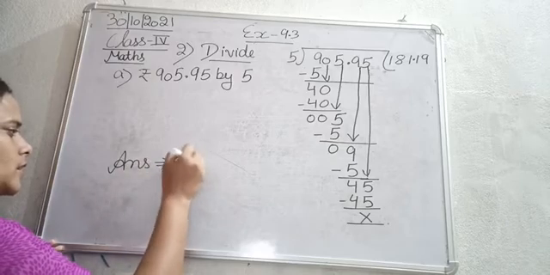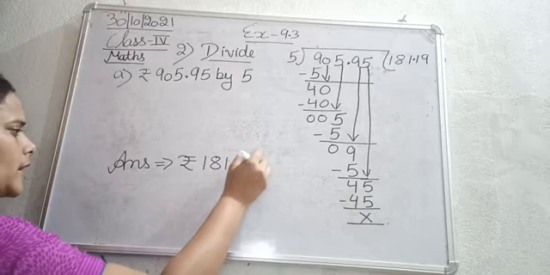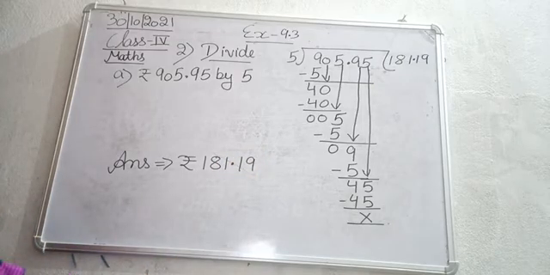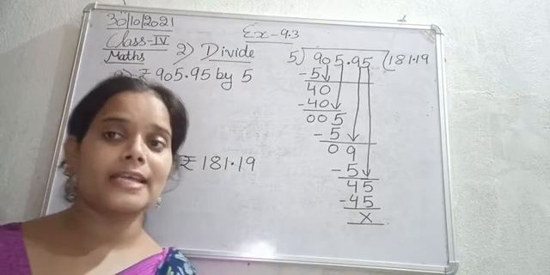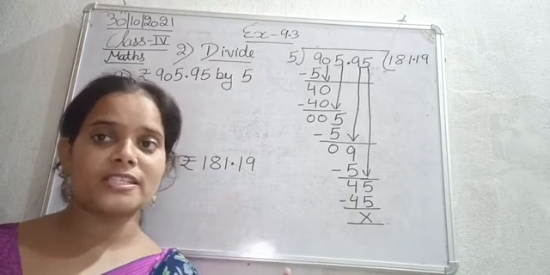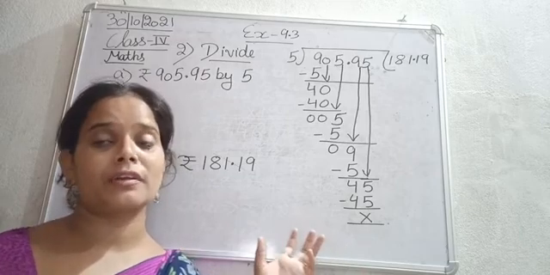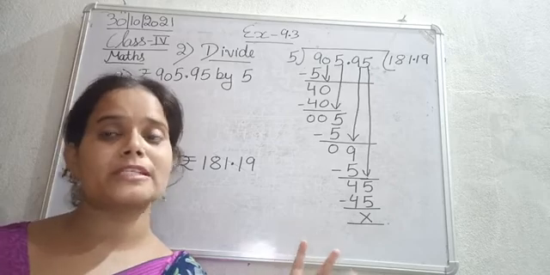That is 181 rupees and 19 paise. Okay, so this is how we are going to do the division. Basically, in this exercise 9.3, all the questions are related to division only, and this is the practice of dividing a money amount by any number. So this is just a practice.